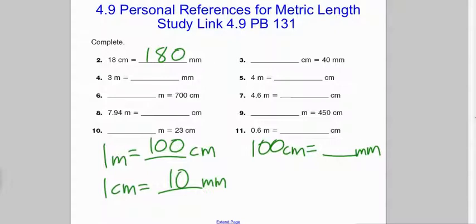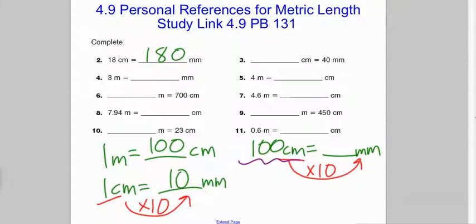Well, we know that when we move from 1 centimeter to millimeters, we increased by a power of 10. We took our 1 centimeter, increased by a power of 10, and got 10 millimeters. So we know when we're moving from centimeters to millimeters, we increase by a power of 10. So 100 centimeters times 10 would give us 1,000 millimeters. But here, we're not given 100 centimeters. In our initial problem, we're given 3 meters. And we know that 3 meters is actually equal to 300 centimeters.